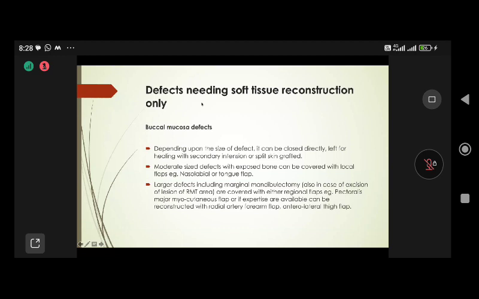Defect needing soft tissue reconstruction only. Buccal mucosa defects, depending upon the size of the defect, can be closed directly, left for healing by secondary intention or split skin grafted. Moderate size defect with exposed bone can be covered with local flaps like nasolabial or tongue. Larger defects, including marginal mandibulectomy, also in case of excision of lesion of RMT area, are covered with either a regional flap, for example, pectoralis major myocutaneous flap, or if expertise is available, can be reconstructed with radial artery forearm flap or anterolateral thigh flap.